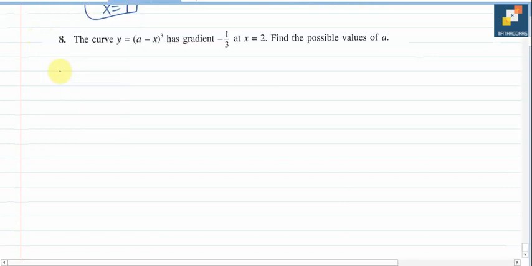The curve y equals a minus x power 3 has gradient minus 1 upon 3 at x equal to 2. Find the possible values of a. So you need to give it a try by yourself first, but let me explain what you need to do. First, we need to differentiate this equation, right? On your differentiated equation, when you place x equal to 2, you need to set dy by dx equal to minus 1 upon 3. By equating, you can easily find the value of a.